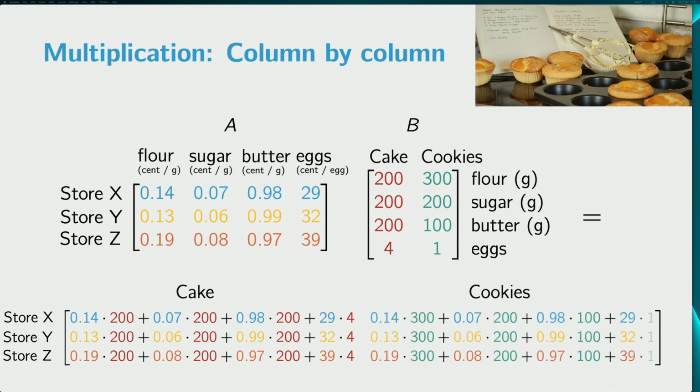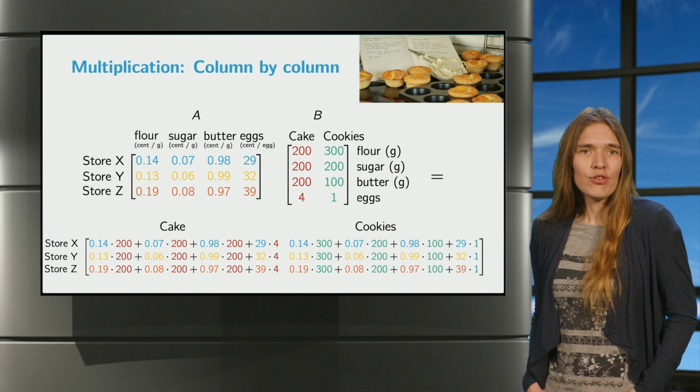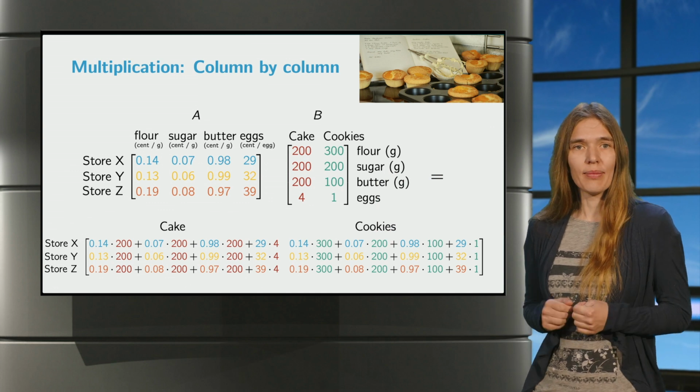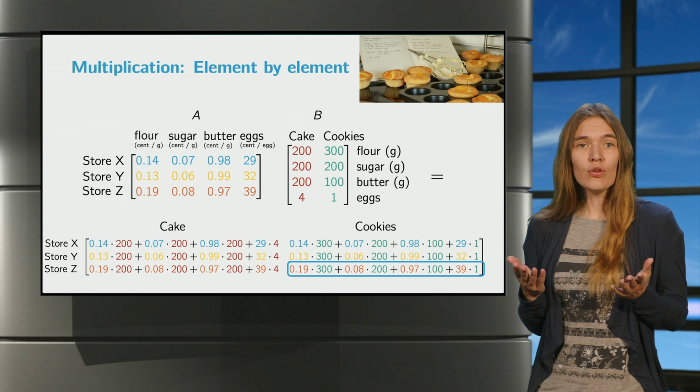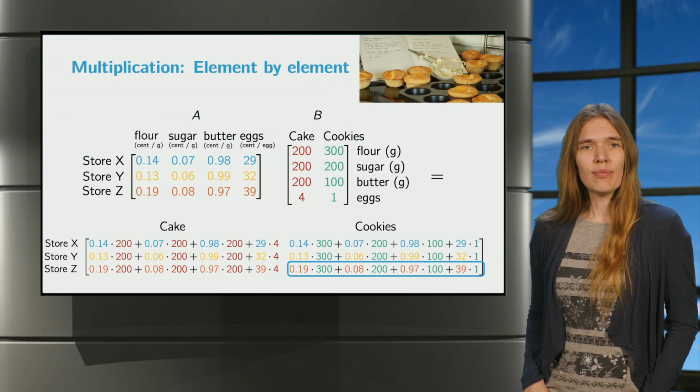The second column of AB will give us the price for a batch of cookies. The matrix product gave us a price comparison table for our baked goods when you buy the ingredients at different stores. However, we do not have to perform this computation column by column. Instead, we can zoom in on a single element. Let us consider element 3(2) in the matrix.